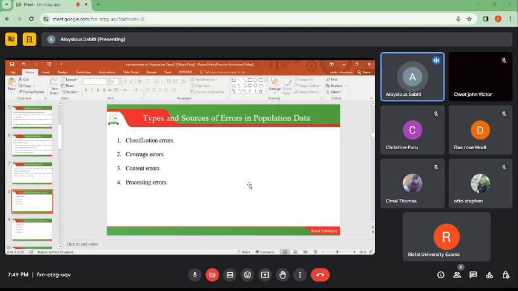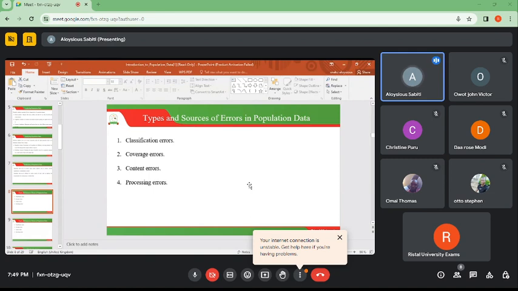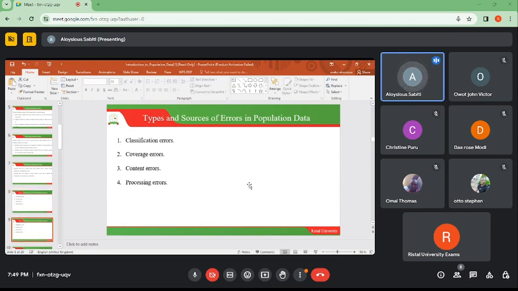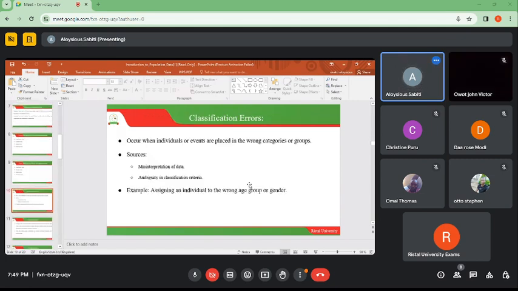And we're saying one, we have classification errors. Two, we have coverage errors. We have content errors, but also we have processing errors. And when we're looking at these four errors, we want to understand from each of them what they mean.